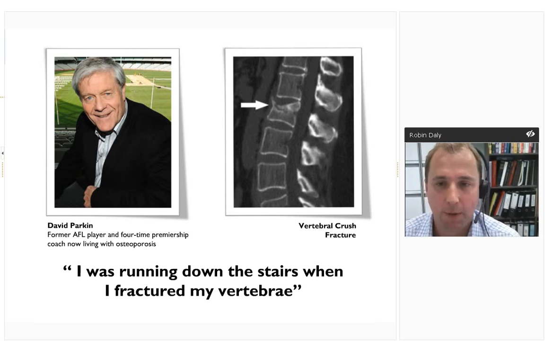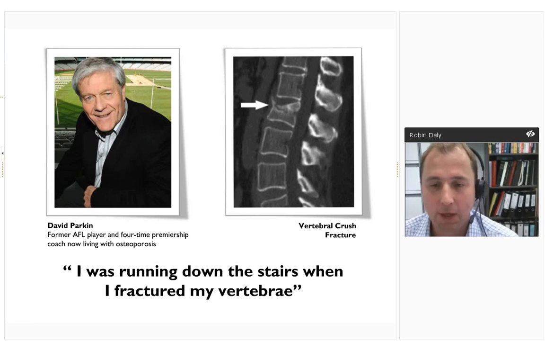And I spoke to David not long after he sustained his fracture, and his initial thought when he had a vertebral fracture was that he was having a heart attack. And he went through multiple tests and screening, and it was finally diagnosed that he'd actually suffered a vertebral fracture. And then he got diagnosed with osteoporosis.